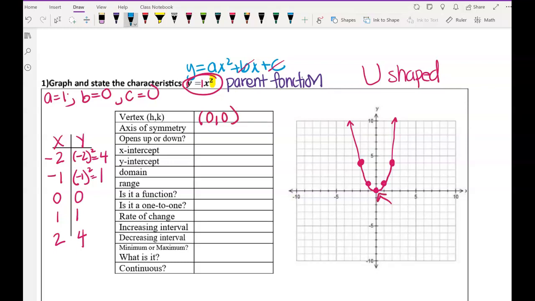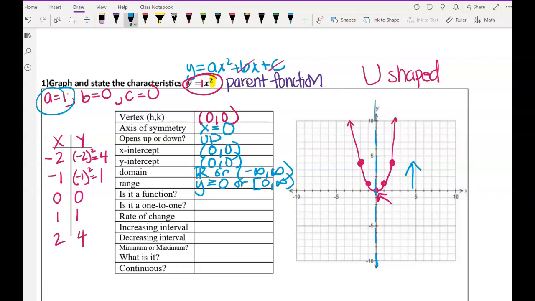You do have an axis of symmetry. Remember, an axis of symmetry is when you divide it evenly on left and right. So it's going to be at x equals 0. It opens upward, since a is positive. The x-intercept and y-intercept happen to be the same exact spot, so they're both at the vertex. The domain is all real numbers, or in interval notation from -infinity to infinity. The range, students, looks like it goes up, so y is bigger than or equal to 0, or in interval notation, bracket 0 to infinity.